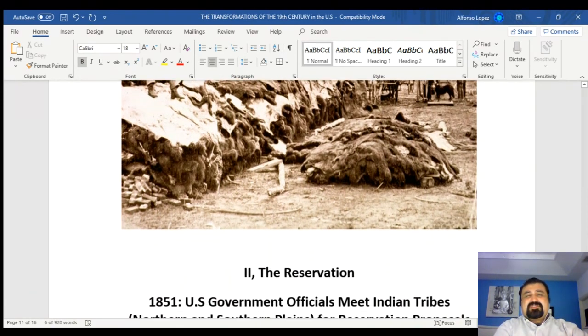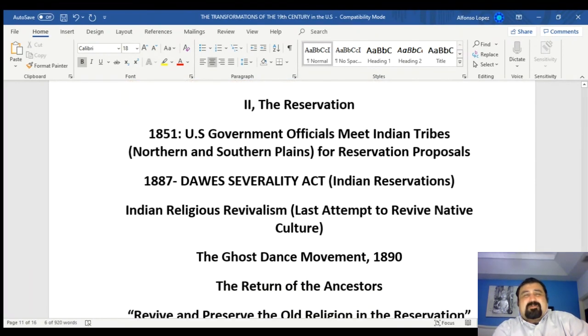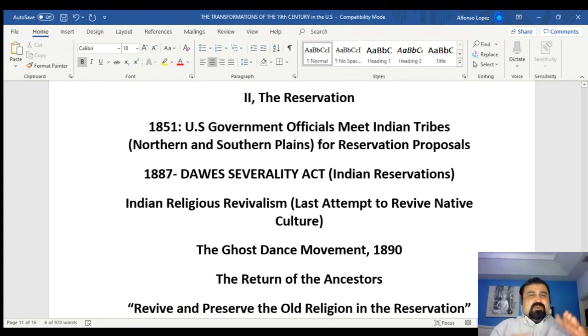So this is leading to the reservation itself, because now the Native Americans are going to look at the possibility of entering a different stage of life other than hunting and gathering. And again, we see now the coming of the reservation. You see the first proposals for reservation in 1851, when there were government officials meeting with Indian tribes and Indian chiefs in the northern and southern plains, inviting them to accept reservations.